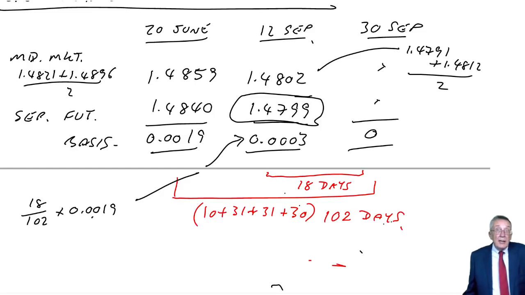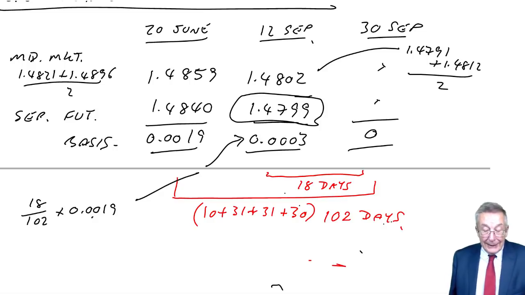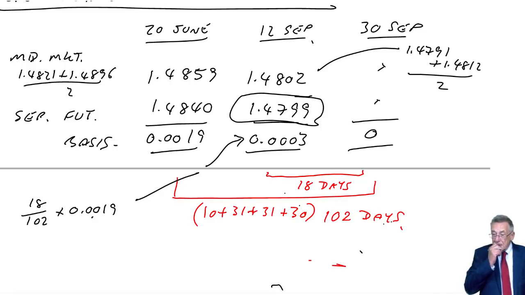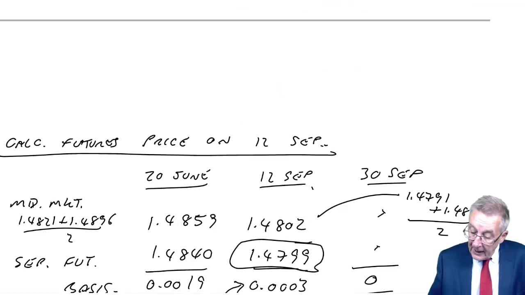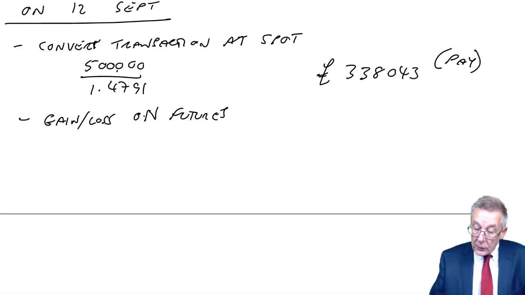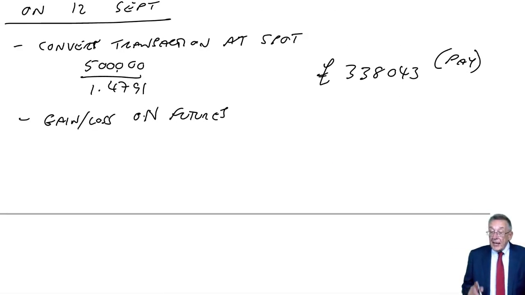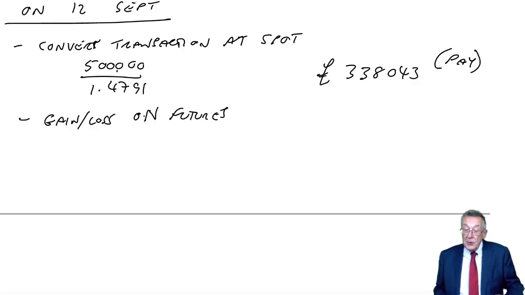I'm sorry, I know it takes a while to talk through it, partly because I made a silly mistake, but practice a few, it's actually very quick when you come down to it. However, now I can go back to where we were. We were showing what happened on the 12th of September. The transaction is converted at spot. The futures could be a gain or a loss depending on how the price has moved.